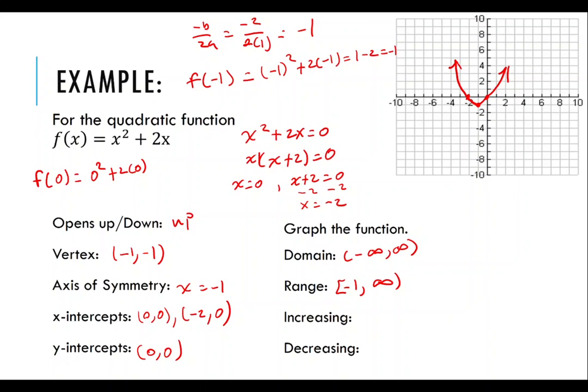Then we need to list when this is increasing and decreasing. Notice that it's increasing from the x value -1 to infinity. Because -1 exists, we're going to use a bracket. Then where is it decreasing? It's decreasing from -infinity to -1. Once again, because -1 does exist, we're going to use a bracket.